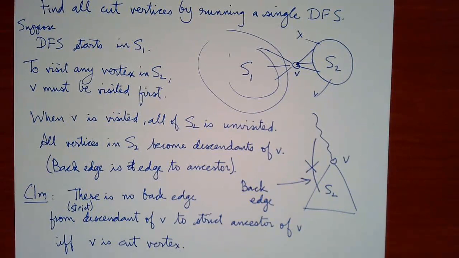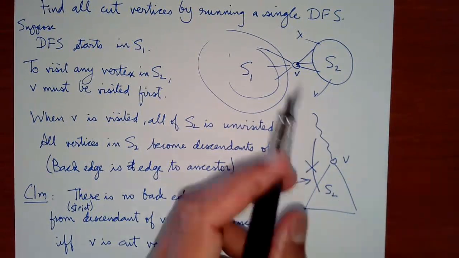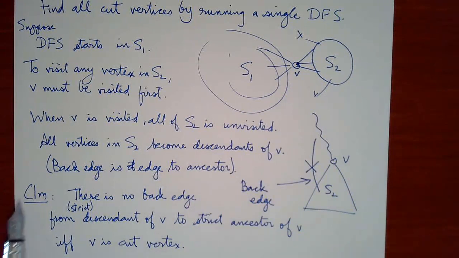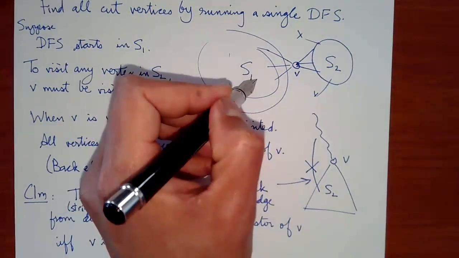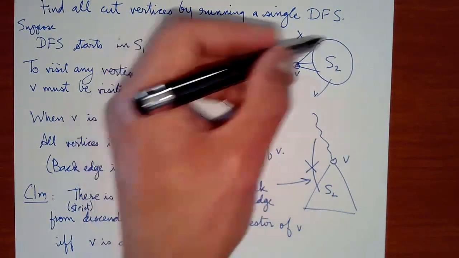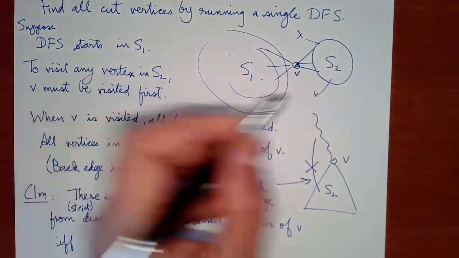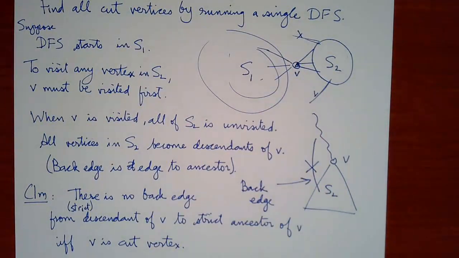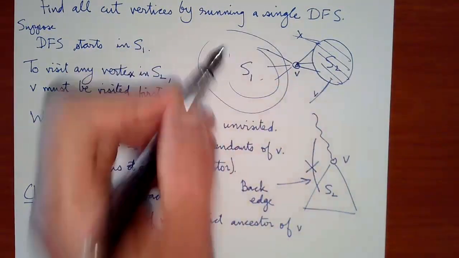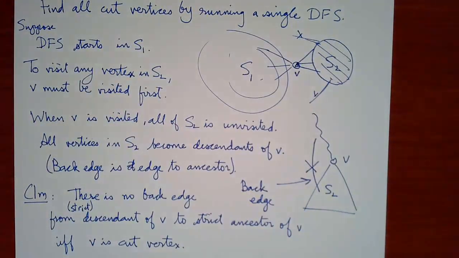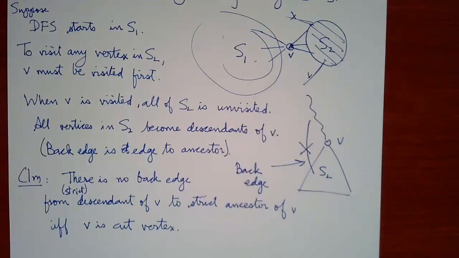Now I'm fudging things because technically if the DFS actually started at V, then you have another special case. But if DFS did not start at V, it started somewhere else, then essentially what you know is that as soon as you come into V, you'll visit all of this and then backtrack and go out. There is no edge that takes you anywhere else. So there is no back edge that goes from S2 to an ancestor of V. And it turns out that you can prove that there is no back edge from a strict descendant of V to a strict ancestor if and only if V is a cut vertex.